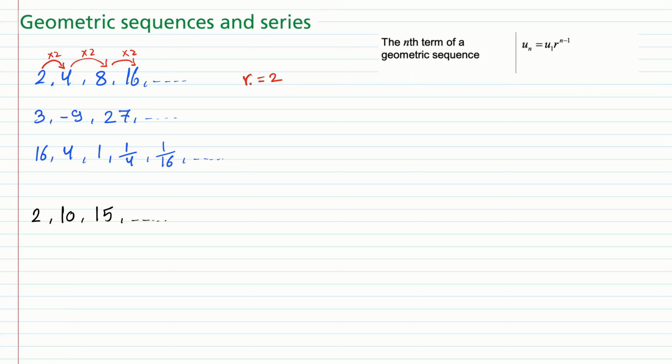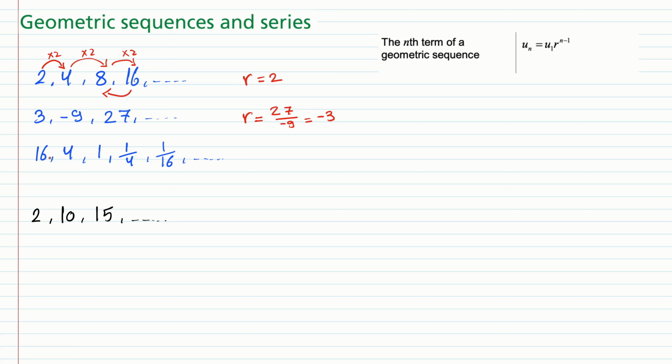You can always get the common ratio by dividing any term by the previous term. So 16 divided by 8 equals 2, 8 divided by 4 equals 2, 4 divided by 2 equals 2. In the second example, you can get the common ratio by dividing any term by the previous term. So 27 divided by -9 equals -3, or -9 divided by 3 equals -3.